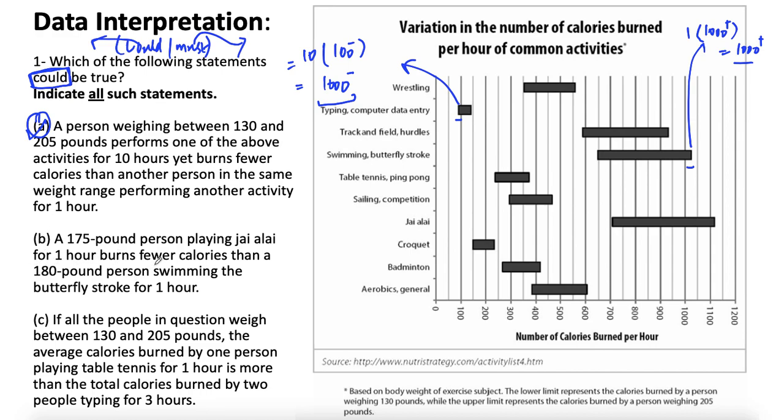A 175 pound person playing GRE for 1 hour burns fewer calories than a 180 pound person swimming the butterfly stroke for 1 hour. There is one other thing you need to remember in this chart. This bar shows the minimum and maximum. Minimum is for the 130 pounds and maximum is for the 205 pounds.